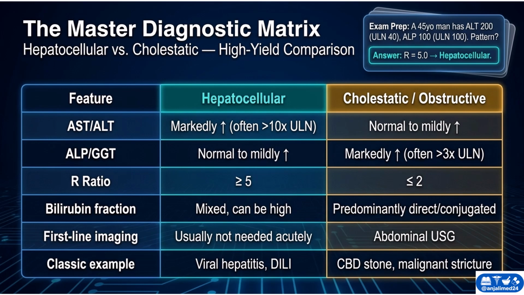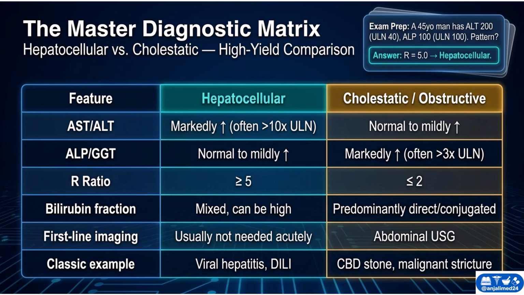The R ratio is 5 or greater, indicating that the liver cell injury is the primary process. Bilirubin may be elevated, but it can either be conjugated or unconjugated depending on the underlying disease. Acute imaging is usually not the first priority unless the obstruction is clinically suspected. Classic examples include viral hepatitis, drug induced liver injury, and autoimmune hepatitis.